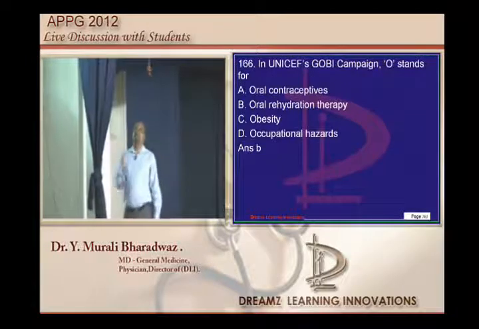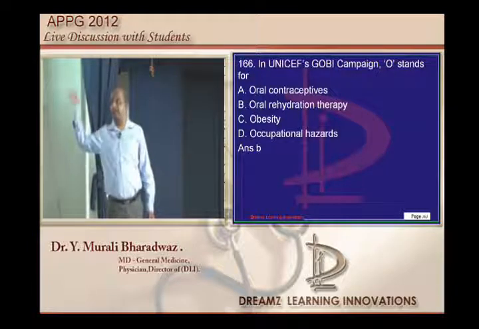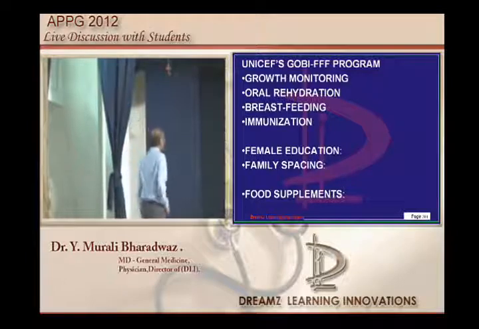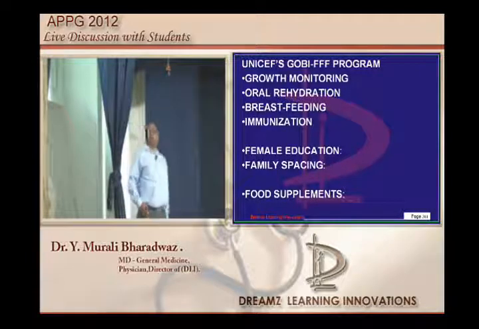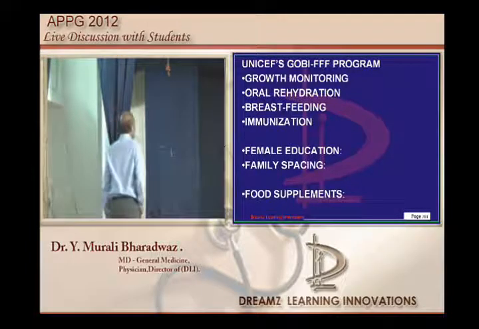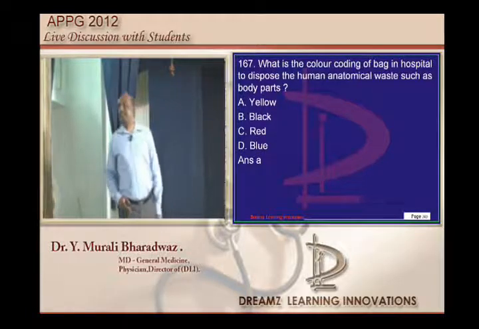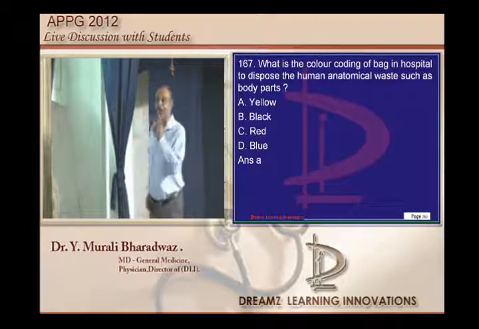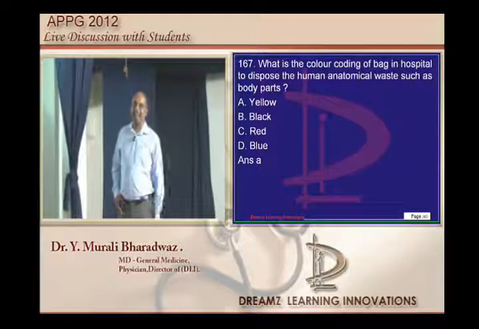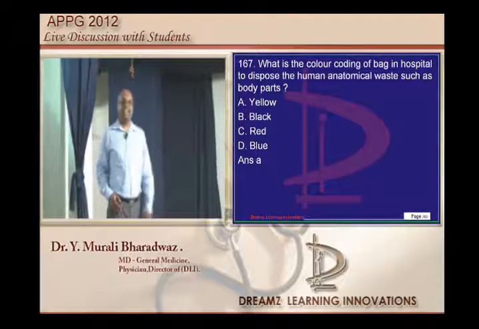What is Gobi and UNICEF? Very old question this is. Gobi, now it is called Gobi FFF. F means female education, family spacing, food supplements, growth monitoring, oral rehydration, breastfeeding and immunization, which you have to basically remember. Yes, comes our favorite question. Baba Black Sheep, where have you gone? The only question which I expected but did not come was cow's milk and breast milk. The examiner left it because all our surrounding states were asking that.